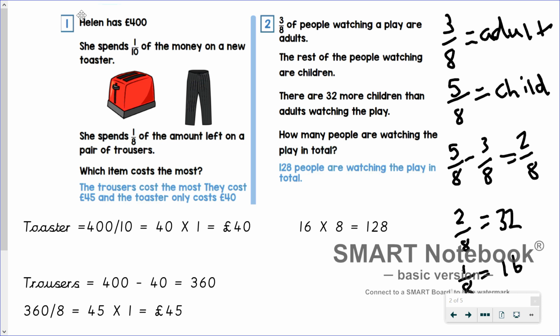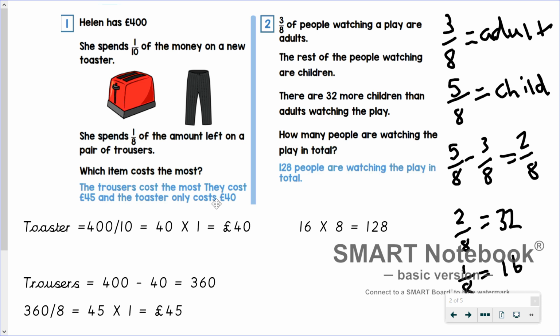So to find 1/10, we divide 400 by 10, 400 by the denominator. 400 divided by 10 is 40, and then we times that by the numerator, which in this case is 1. 40 times 1 is £40. So the toaster costs £40.